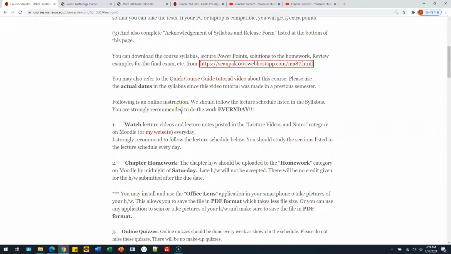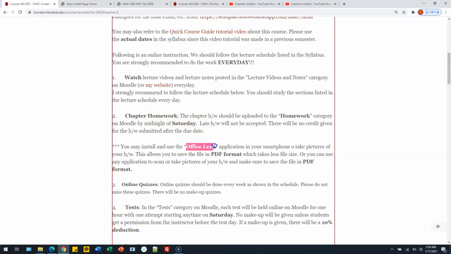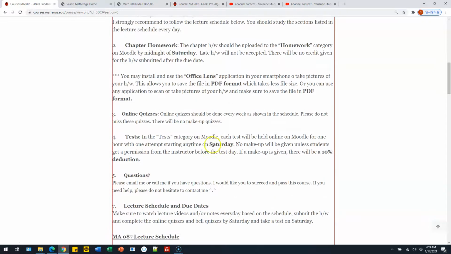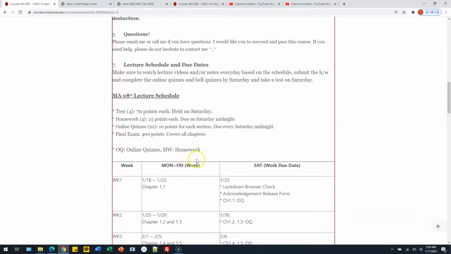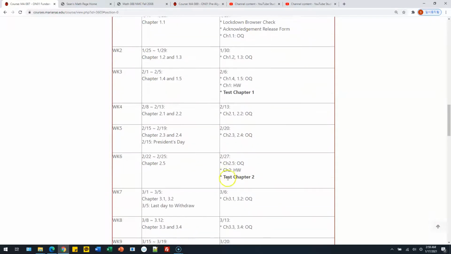Okay, what you have to do is, you have to study every day. Every day. So make sure you do the homework, chapter homework. Once you do the chapter homework, use Office Lens or another application to take pictures of it and save it in one PDF file. Okay, online quiz, test, I explained already. And for your reference, I posted the lecture schedule here, so week 1, week 2, week 3, and so on.